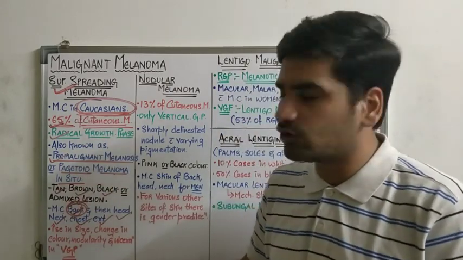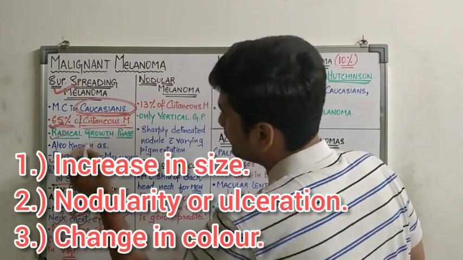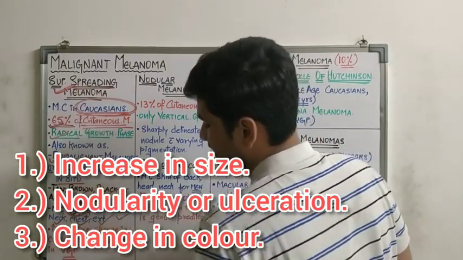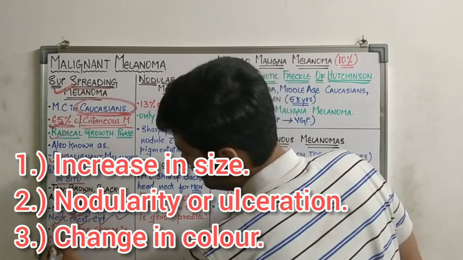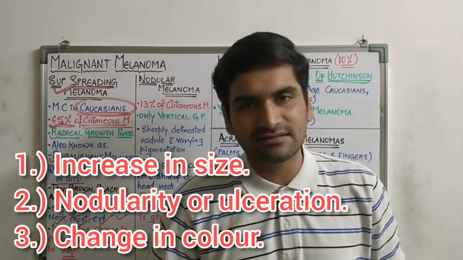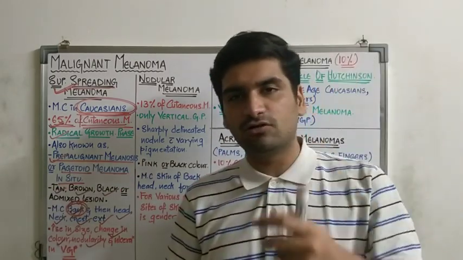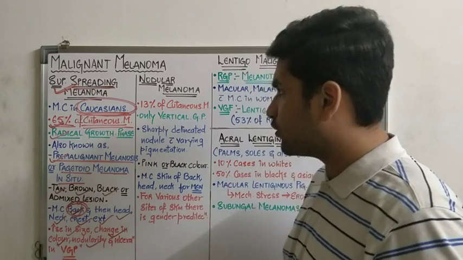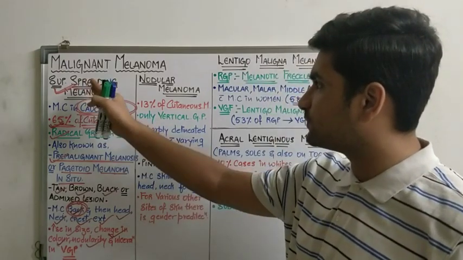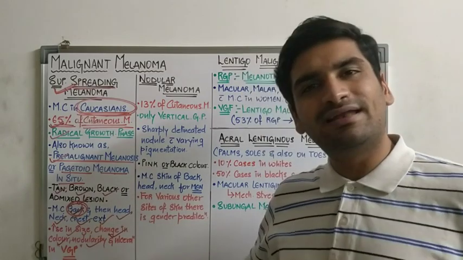So when they are moving from radical growth phase, matlab jo bhi macular patches hai, jo radical growth phase se vertical growth phase mein shift honge, they are going to show increase in size, change in color, nodularity will be present and sometimes even ulceration can be seen. Nodularity matlab on that lesion you will also see presence of nodule. So that is the moving of superficial spreading melanoma from radical growth phase to vertical growth phase.